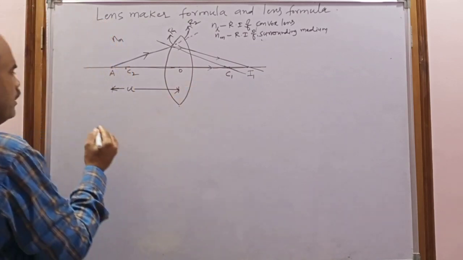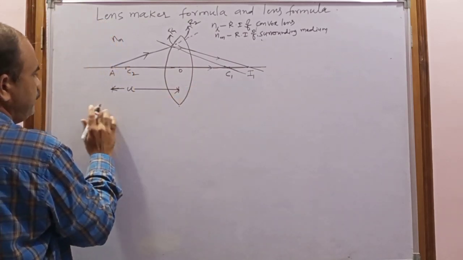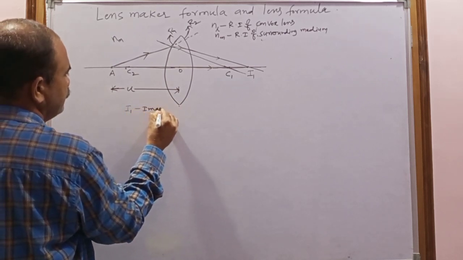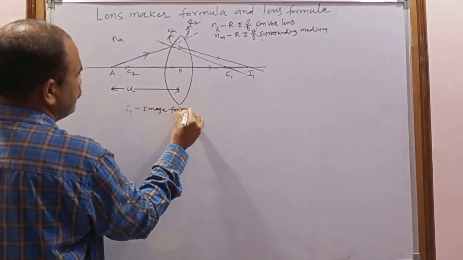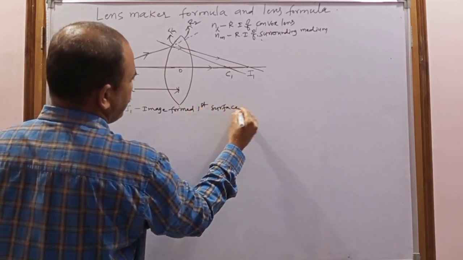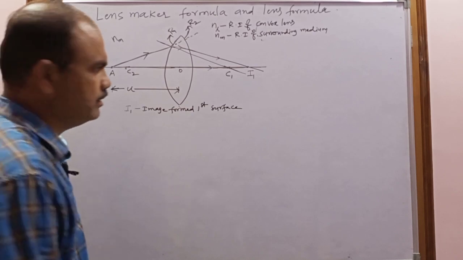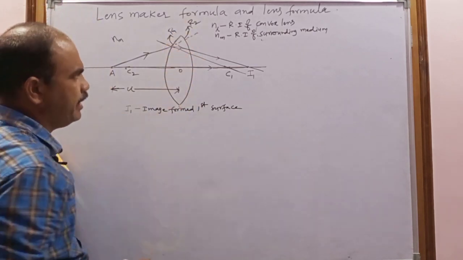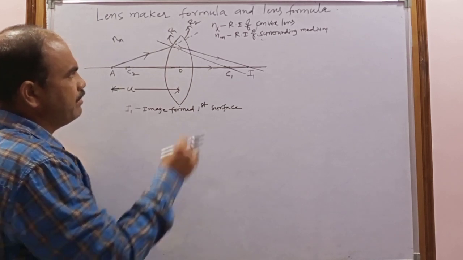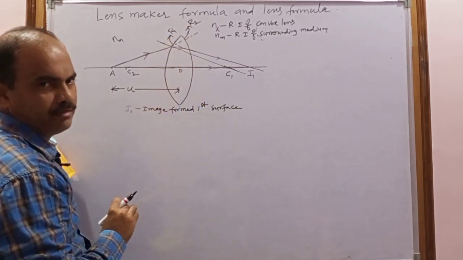Now, what is I1 here? I1 is the image formed by the first surface. So at the first surface, what is happening? Refraction. That's why I applied the refraction formula at the first surface.